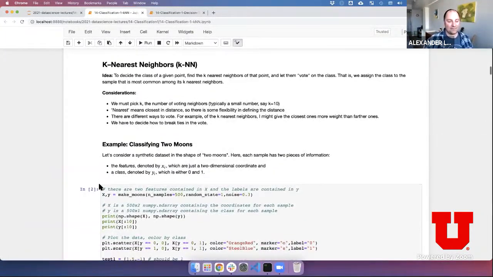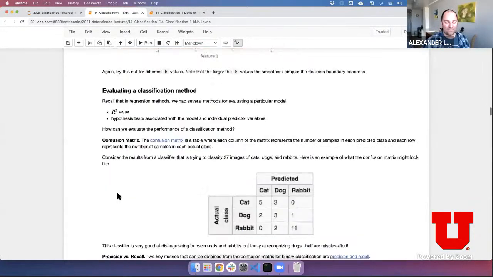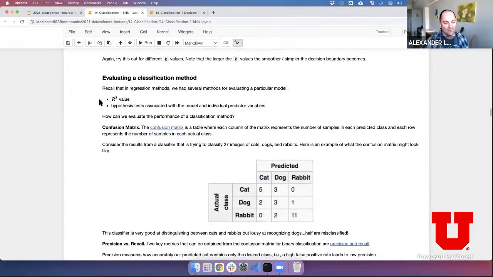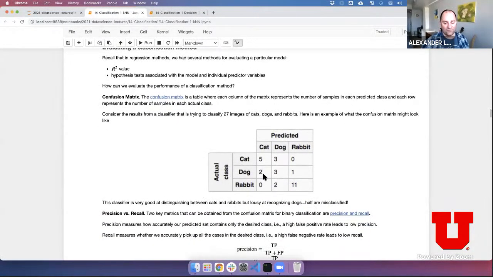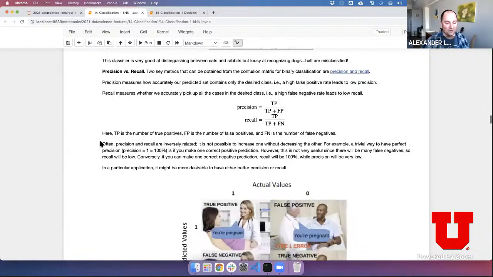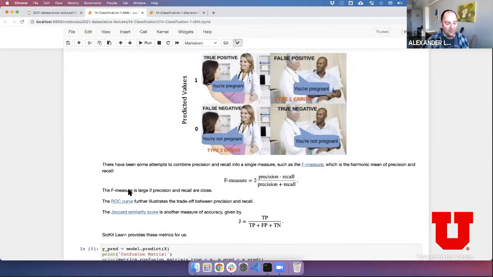And then we talked about the KNN method, the K nearest neighbor method. Here the idea is that you take K elements, find out which are the closest K points to a point that you want to predict, and then let them vote on the class. We talked about a couple of different variations of this. And then we talked a little bit more about how we can evaluate a classification method. So we talked about the confusion matrix, which is a very precise way of evaluating the results of a classification. And then we talked about precision and recall, and then some other metrics like the F measure or the ROC curve or the Jaccard similarity score.